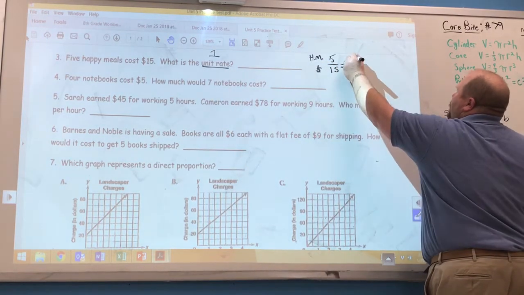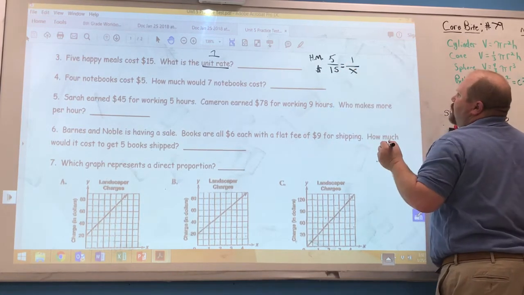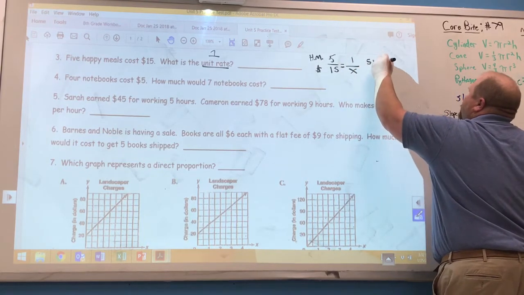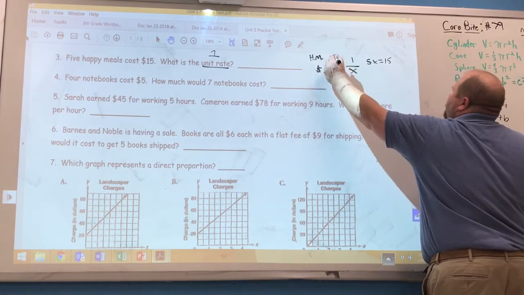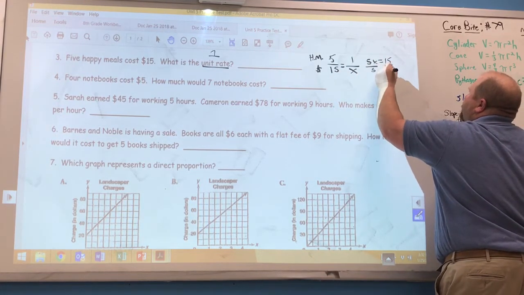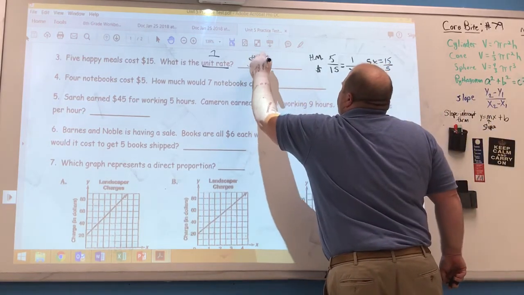So Happy Meals are on top, so my 1 goes on top. And how much money would that be? That's my unknown, or my variable. So 5 times x is 5x. 15 times 1 is 15. So when I cross multiply, I get 5x equals 15. We divide both sides by 5, and x equals 3. So in this case, the unit rate is $3.